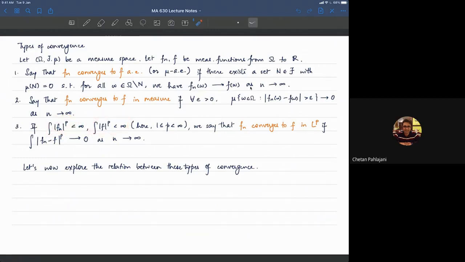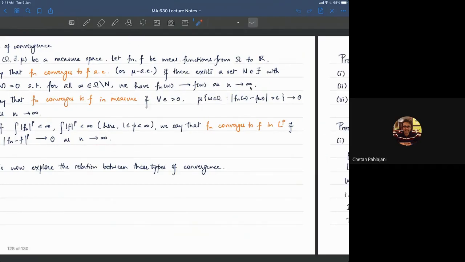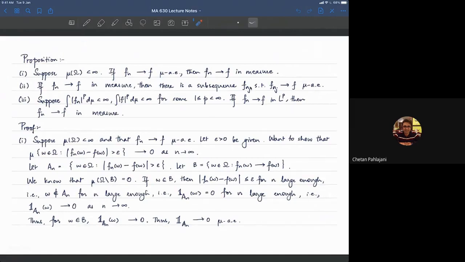Okay, and here 1 ≤ p < ∞. I'll say that fn converges to f in Lp if the integral of |fn − f|^p goes to 0 as n goes to infinity. Then we said we're going to explore the relationships among these notions of convergence.